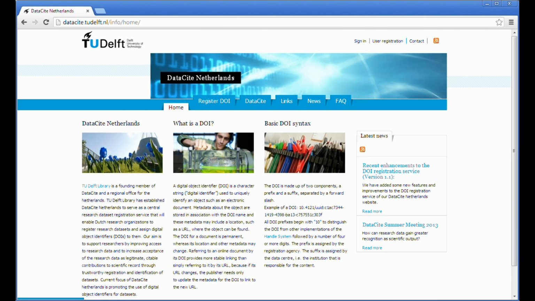To register its DOI, 3TU Datacentrum is a customer of DataCite. If a researcher deposits his data at 3TU Datacentrum, the staff assigns a DOI to that dataset and registers the dataset and the corresponding metadata at DataCite. In the Netherlands, DataCite is represented by DataCite Netherlands, housed at the Delft University of Technology.